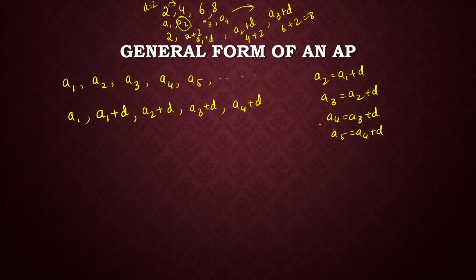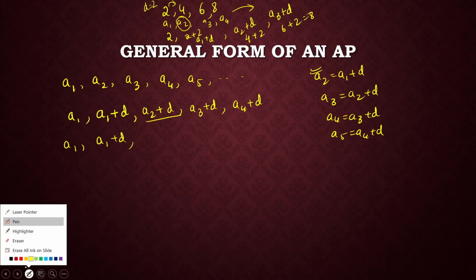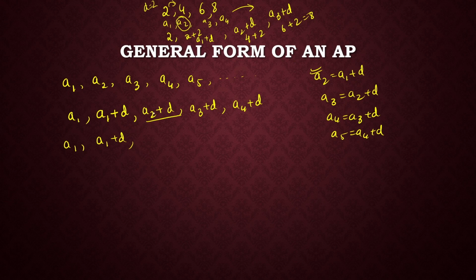Okay, fine. But now again, A1 plus D. But in place of A2, can I write this again? So what is your A2? Your A2 is nothing but A1 plus D. This is your A2 plus D. Now, in place of A3, I'll write A2 plus D.